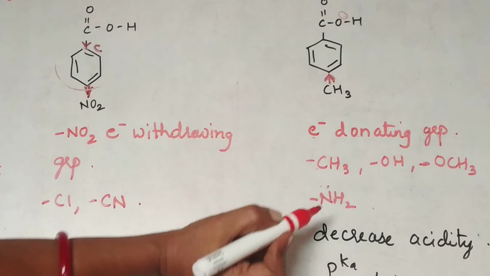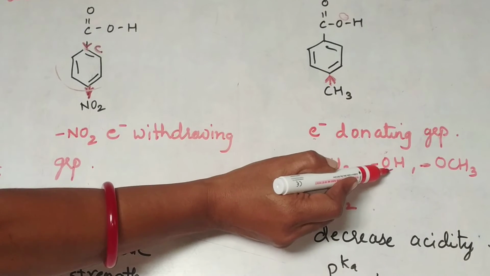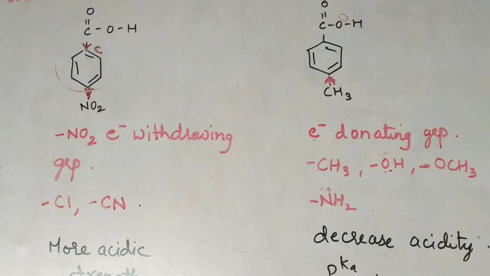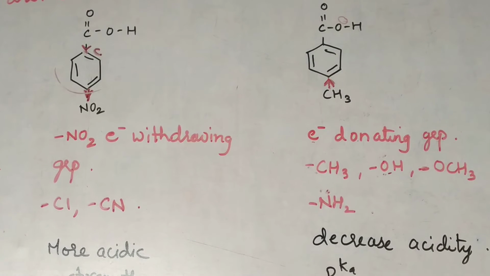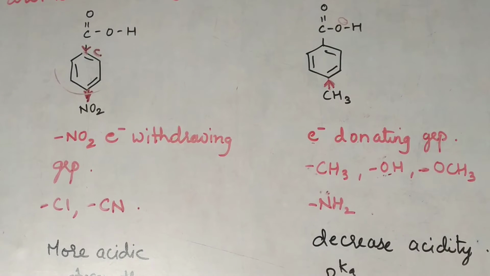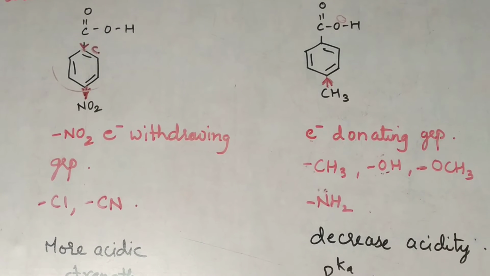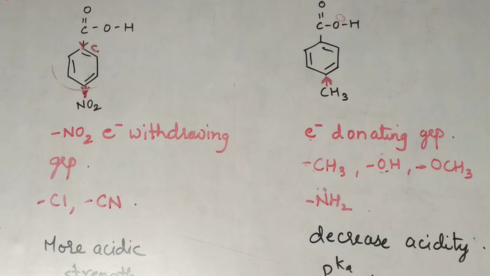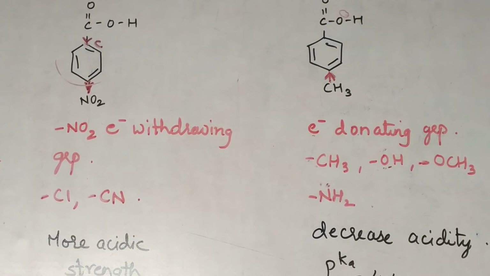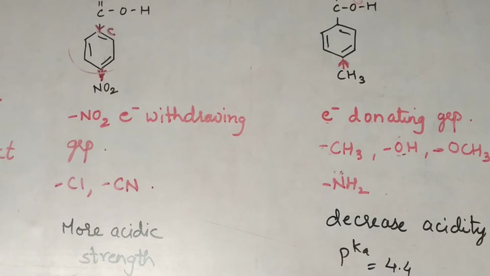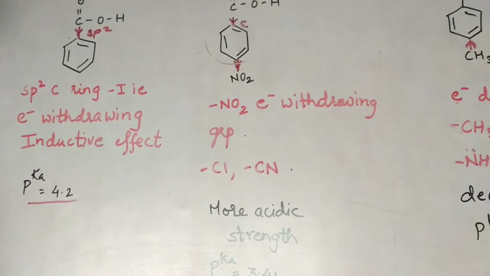NH2 ला lone pair of electron आहे. CH3 already electron releasing group आहे. OH ला lone pair of electron आहे. Electron releasing group आहे. Such groups will not stabilize the conjugate base properly. So the pK value becomes 4.4 and the acidity will decrease here. So I told you, more the pKa value, less is the acidity. Acidic strength कमी.